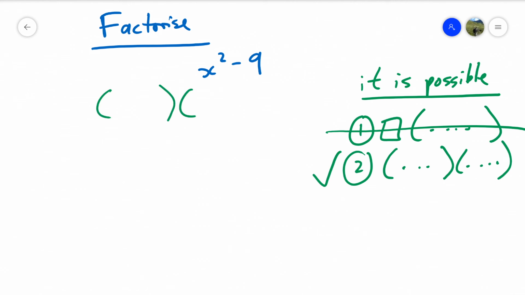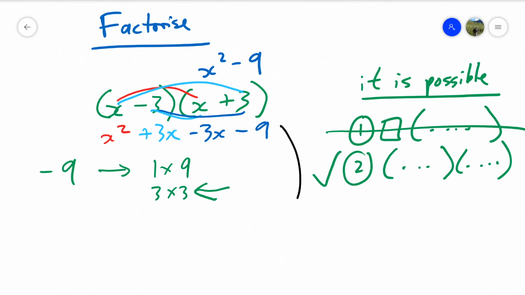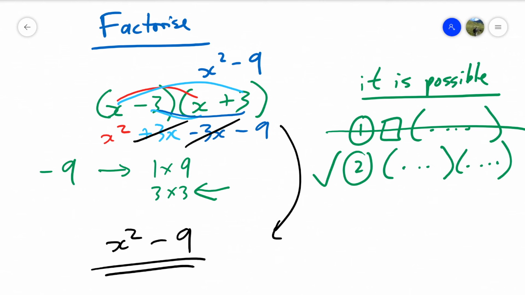So we're just going to write double brackets and see what happens. How do we make x squared? Well, it's clearly x times x. Okay, well, then how do we make minus 9? 1 times 9, 3 times 3... I'm going to go with something symmetrical because that kind of feels right. And how do we make a minus? It has to be a minus and a plus. Let's test it. x times x is x squared, plus 3x, minus 3x, minus 9. Let's add those together and check. x squared. Oh, they cancel. Minus 9. Ta-da!